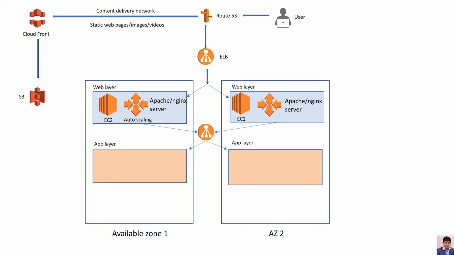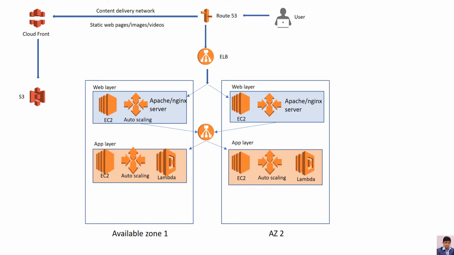The app layer also consists of EC2 instances and can be put together with Lambda functions. Lambda is basically a serverless architecture where there is no need to maintain the server and its patches or OS updates. Both this app layer and the web layer are in different security groups so that the app layer cannot be accessed from outside the network.